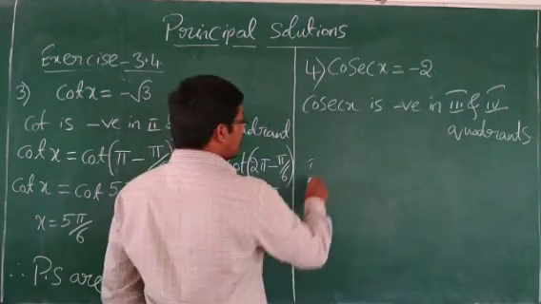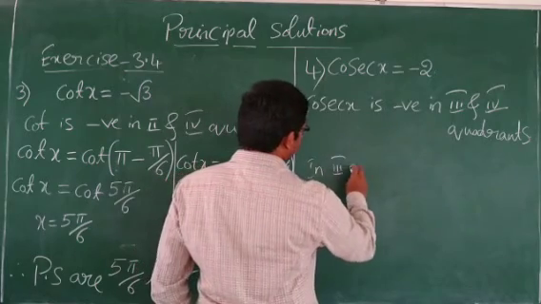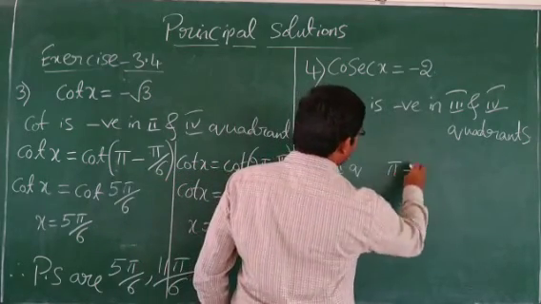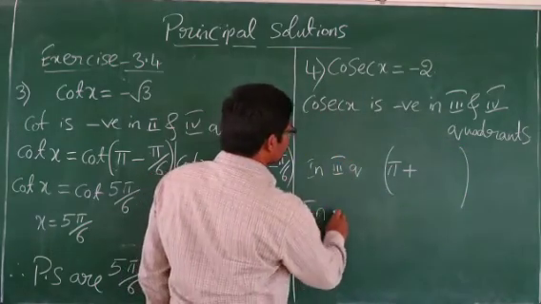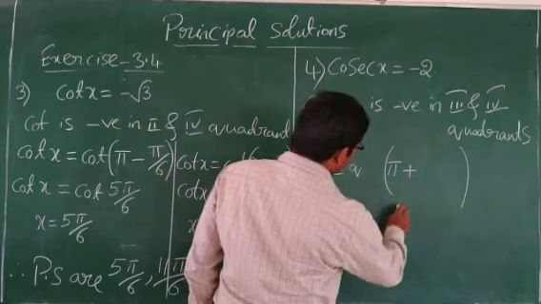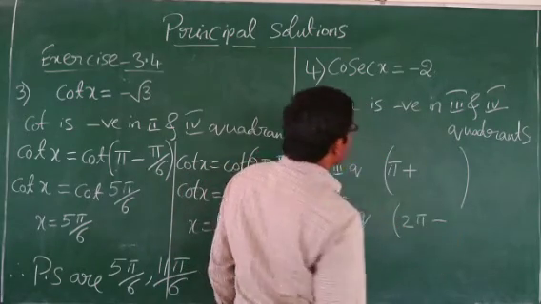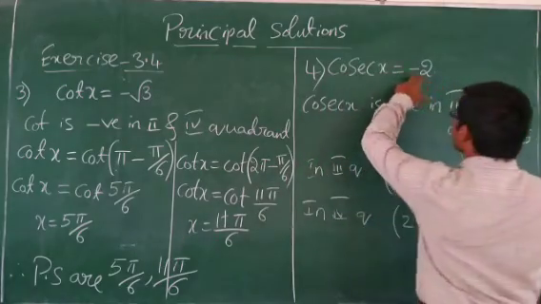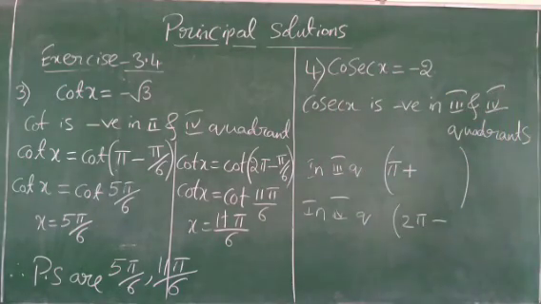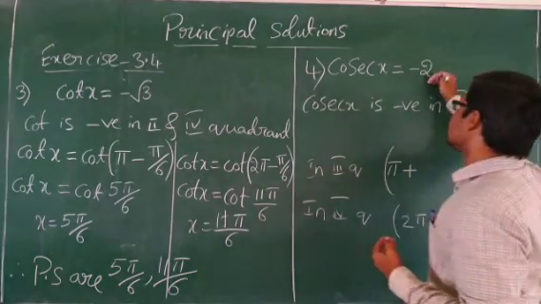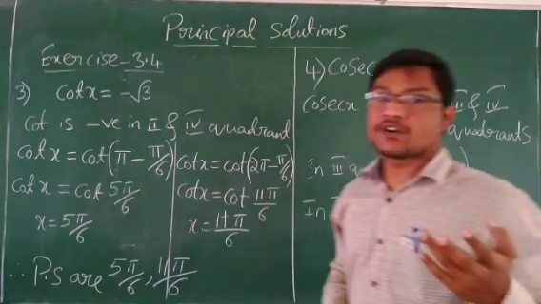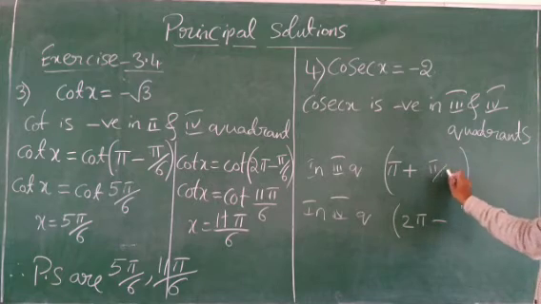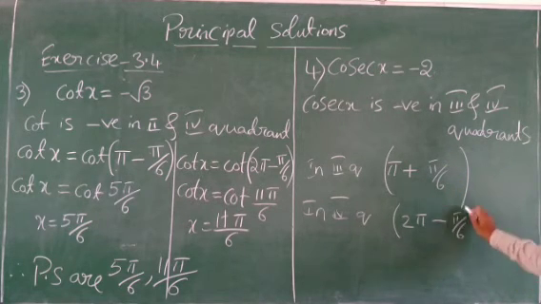I will just give you the idea. In the third quadrant you have to take pi plus. In the fourth quadrant you should take 2 pi minus. And what is the basic angle that we get here? Cosecant 2. Where do we get cosecant 2? If you take the reciprocal, 1 by 2, where do we get sine 1 by 2? Sine 1 by 2 is for pi by 6. So we should get pi by 6.